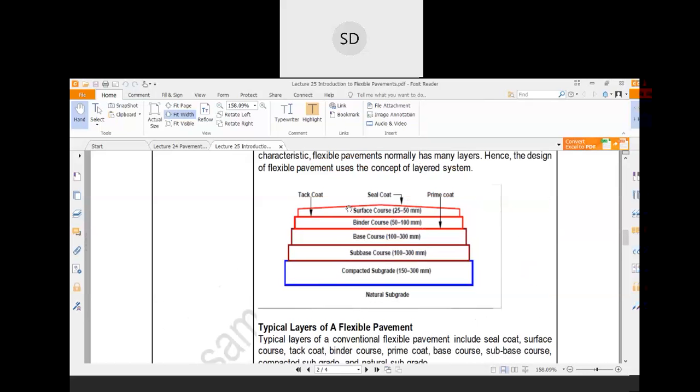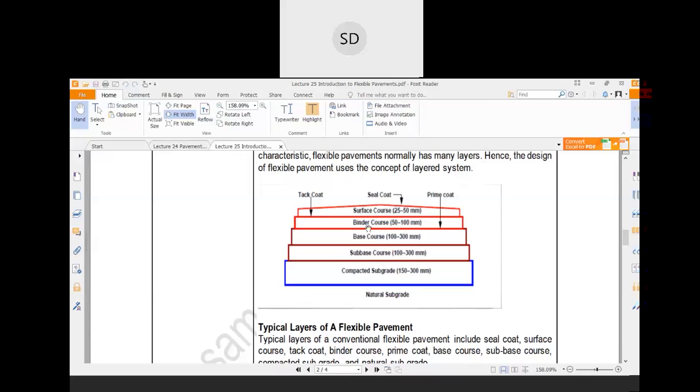Now there are different layers of the flexible pavement. First one is surface course, and generally the thickness of the surface course will vary from 25 to 50 mm. In the surface course, you will mix bituminous material with some finer material, fine dust, that is stone dust or any other type of sand-like fine materials, and make one coating over the binder course.